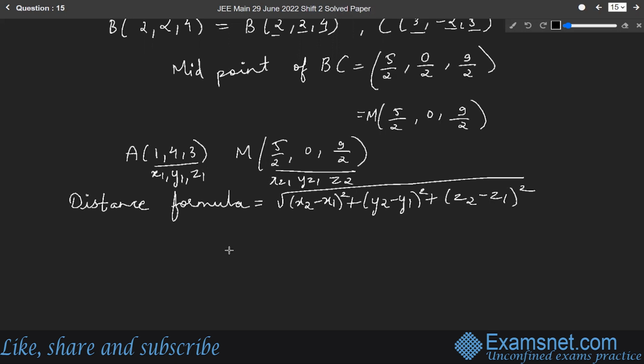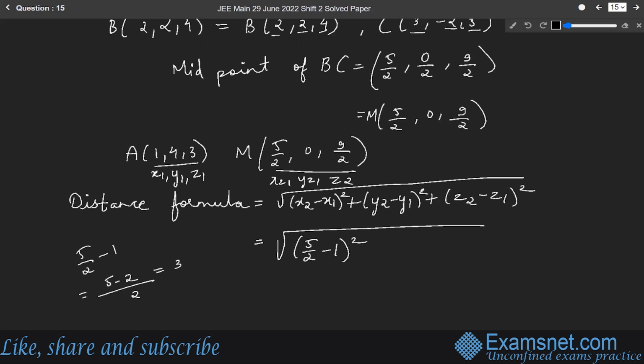So here it will be 5 by 2 minus 1, so it will be the square root of (5 by 2 minus 1) whole squared. Now what is 5 by 2 minus 1? Let us take the LCM, which will be 2. So the numerator will be 5 minus 2, so it is 3 by 2. Plus (y2 minus y1), where y2 is 0 and y1 is 4, whole squared, plus (z2 minus z1), 9 by 2 minus 1, whole squared.